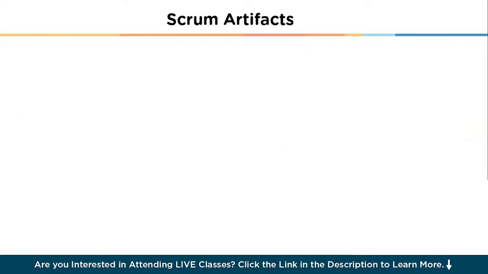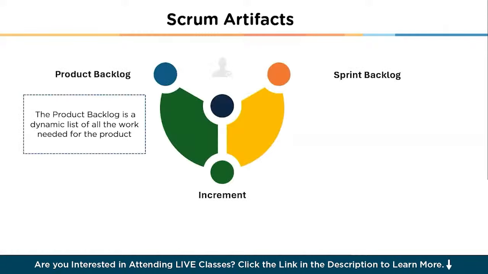Now let us move on and understand Scrum artifacts. The first one that we have here is the product backlog. The product backlog is a dynamic list of all the work needed for the product. It includes features, enhancements, bug fixes, and technical tasks.